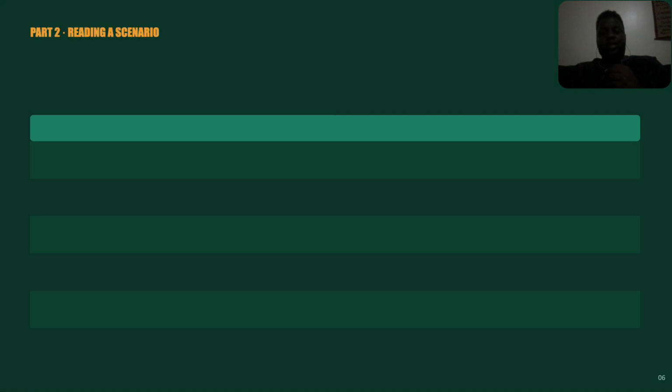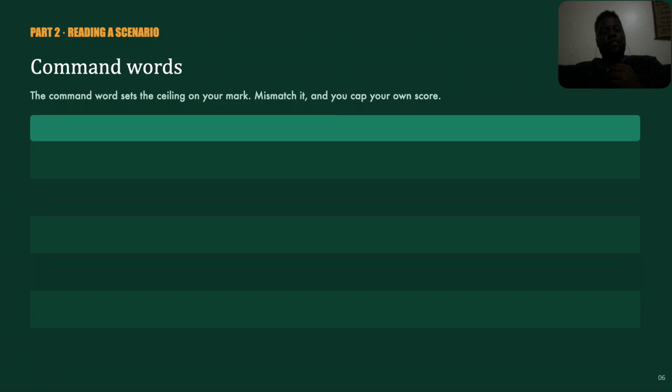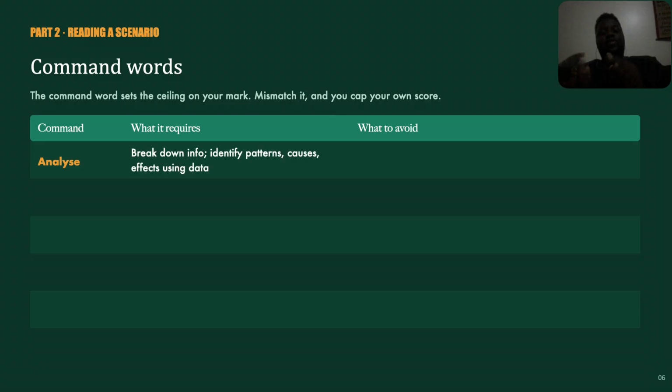Now, the second part to answering a scenario is decoding the command words. Okay? Now, the command words are the things that identify the answer that you're going to write. So we are going to go through a number of command words. Like I said earlier, some of them are going to be more common, some of them are not going to be very common. The first one is analyze. This is the bread and butter. This word here is going to be very important to how you are going to write.